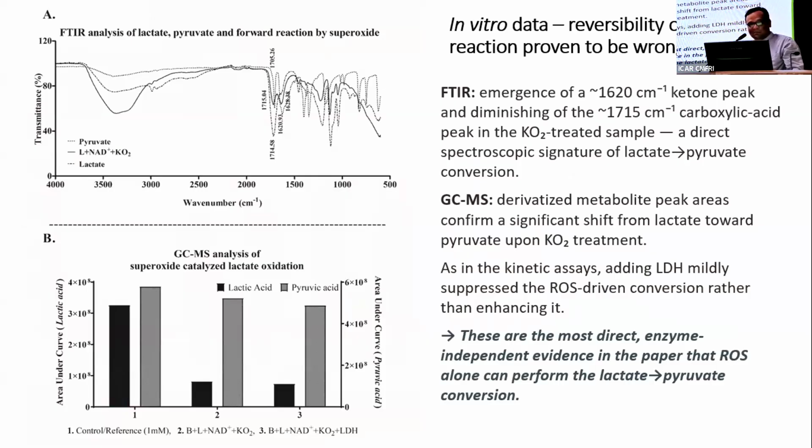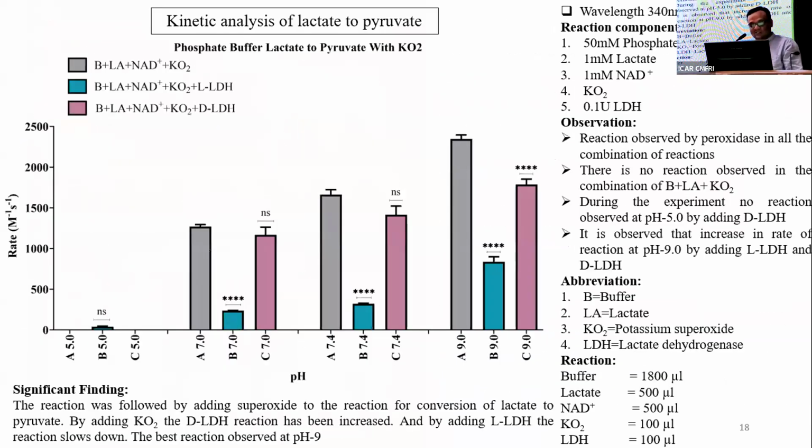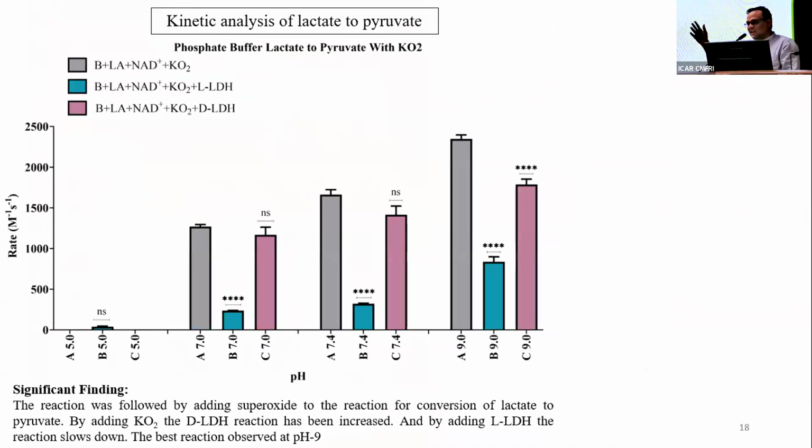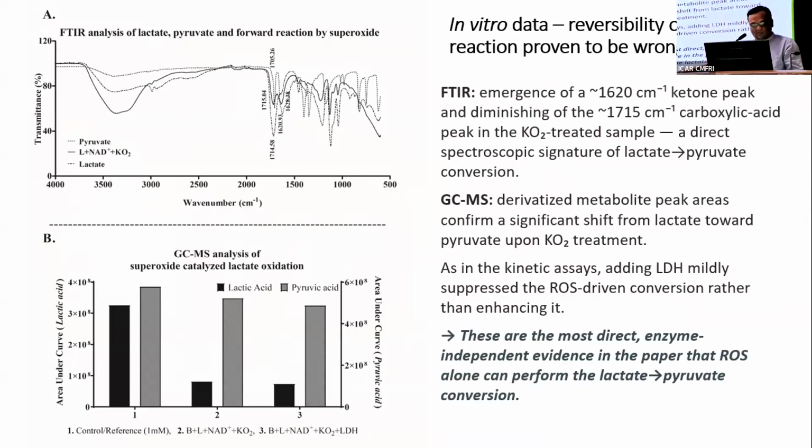GCMS was done to back up this observation using superoxide-catalyzed oxidation of lactate, and Abhinav could show that superoxide itself could convert lactate to pyruvate. But the moment you add LDH, you can see here, it's going down. So LDH is messing with the system. That's why LDH is able to do pyruvate to lactate and not lactate to pyruvate. That is very clear from the data.